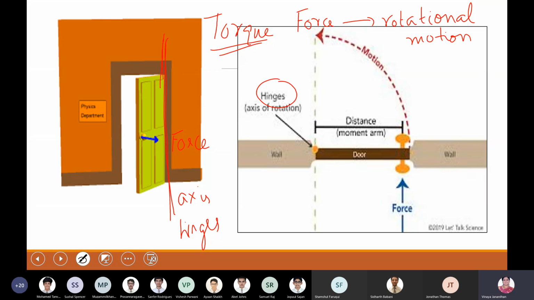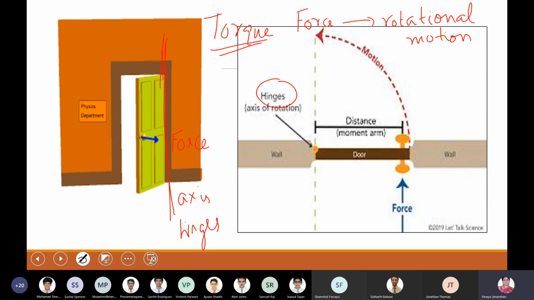Boys, think either you're opening a door or you're closing a door. If you want to open a door or close a door, you have to apply a force. Where do you apply a force? You're going to apply a force on the knob, right? So then you can open the door as well as you can close the door.